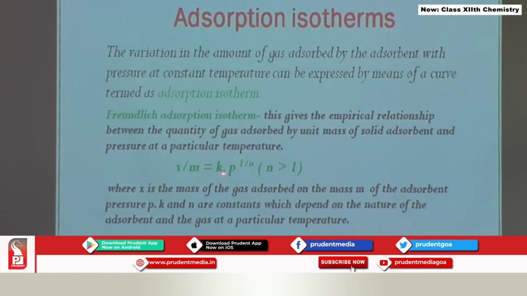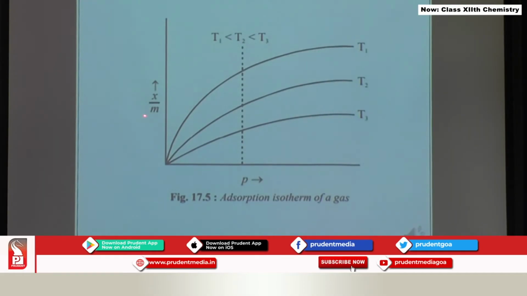So in this particular relationship, we have two constants k and n, and both these constants depend upon the nature of the adsorbate molecule at a given temperature as well as on the nature of the adsorbent. Now what is this x? Here x stands for the mass of the gas which is adsorbed and m stands for the mass of the adsorbent surface. So x upon m is the mass of the gas which is adsorbed per unit mass of the adsorbent.